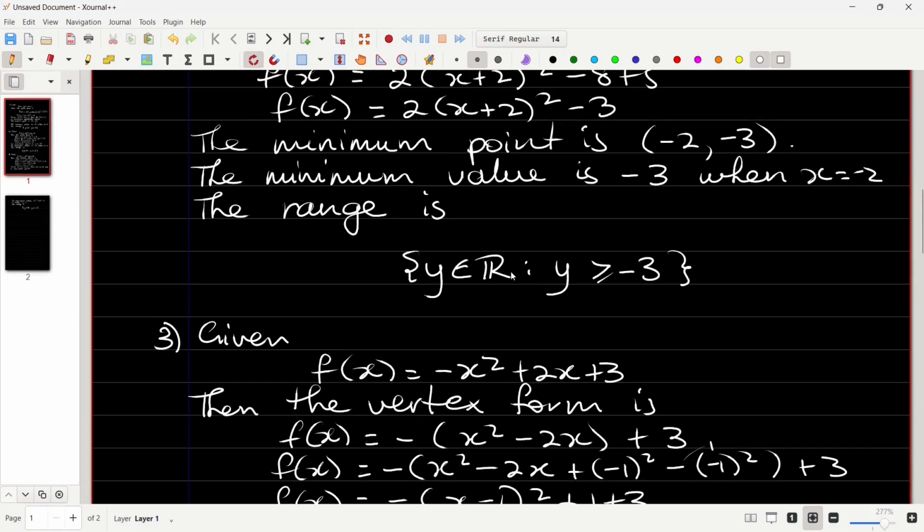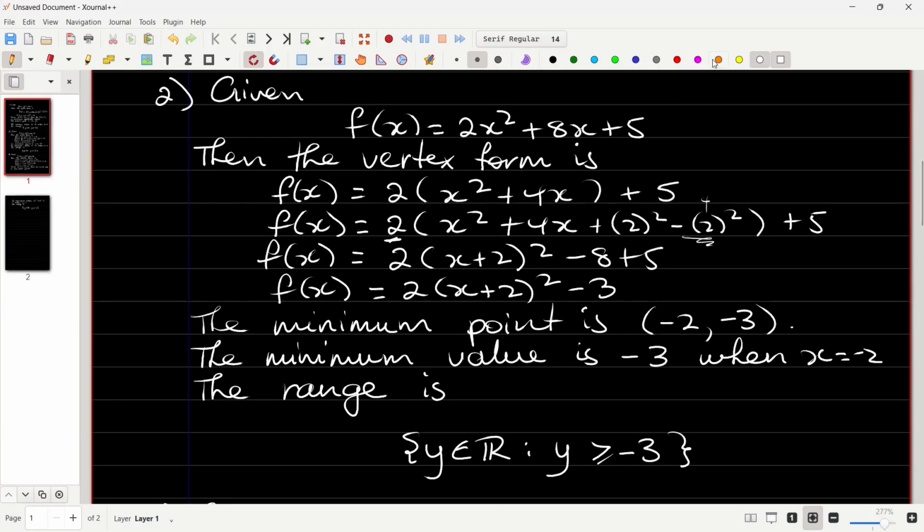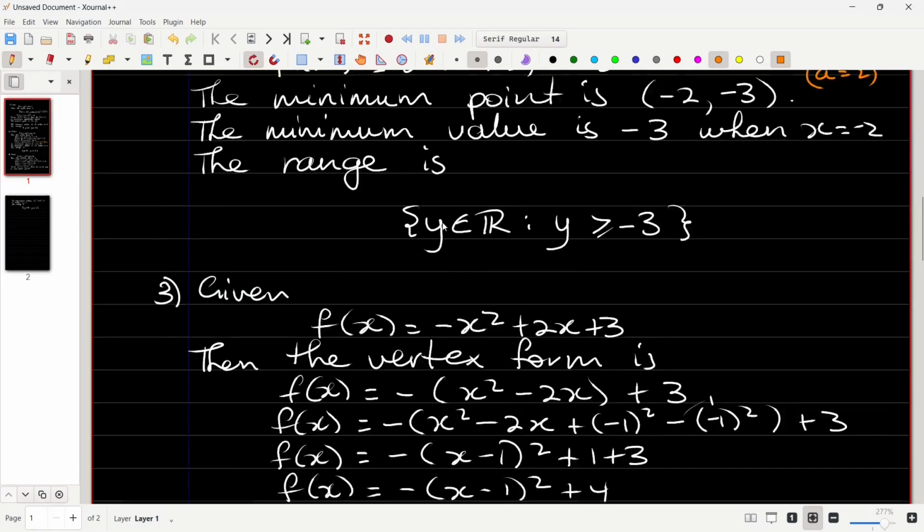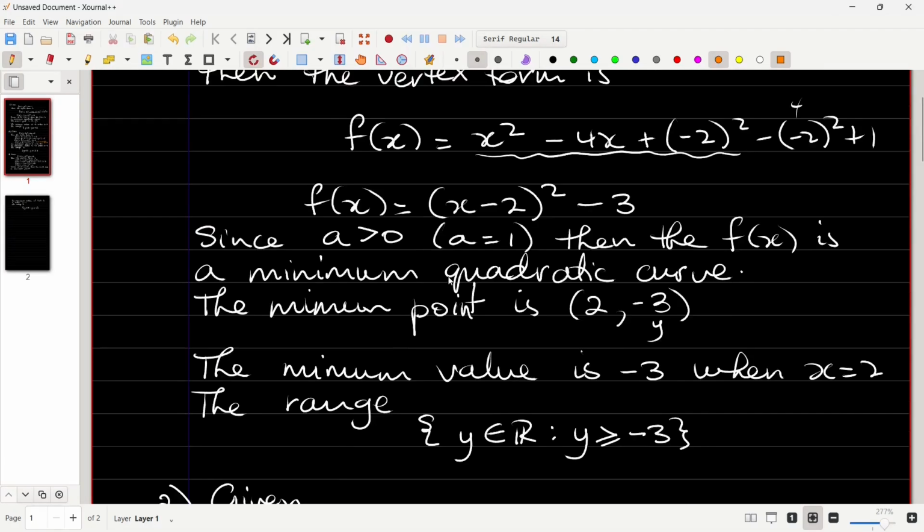Now, I made a little error right here where I did not state whether it's a max or min, right? So this here is a min since a is greater than 0. So this is a equal to 2. That's why we're saying that. So this is why we're saying it's a minimum point. All right, so that's that for these sets of problems that I gave you.